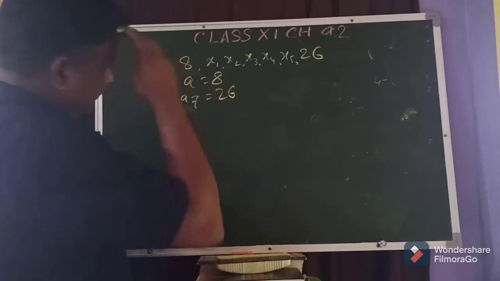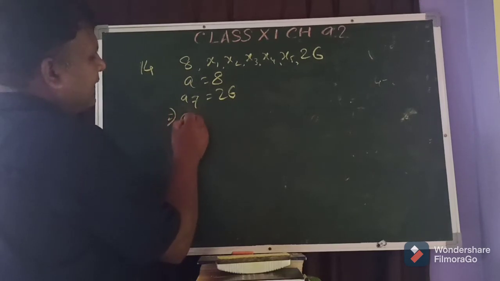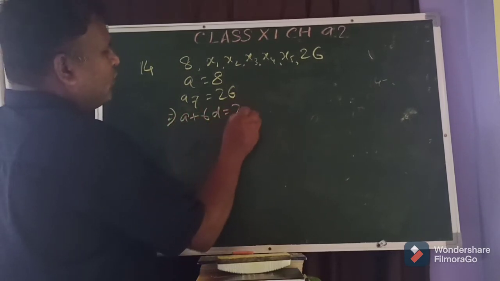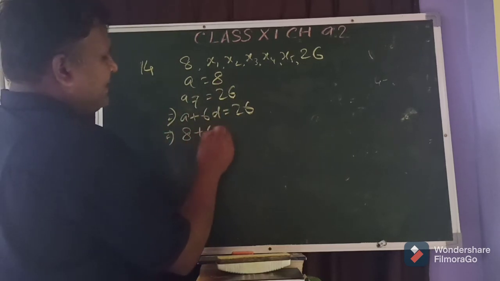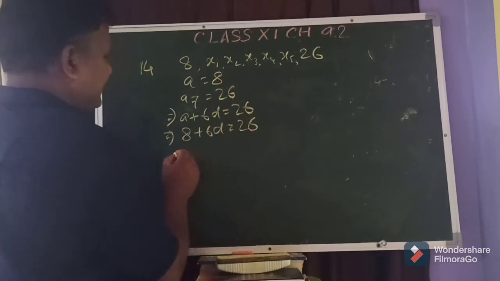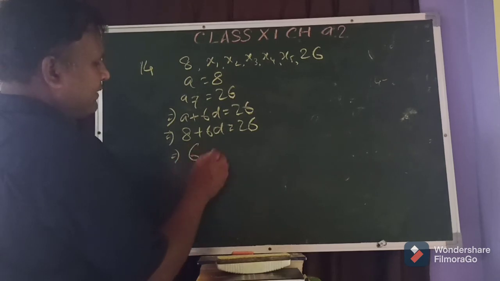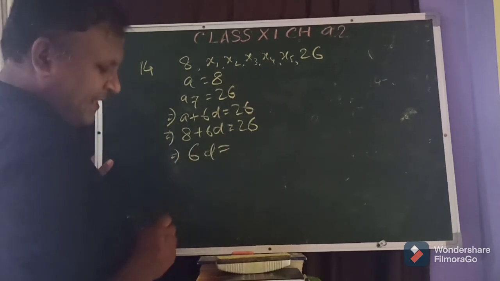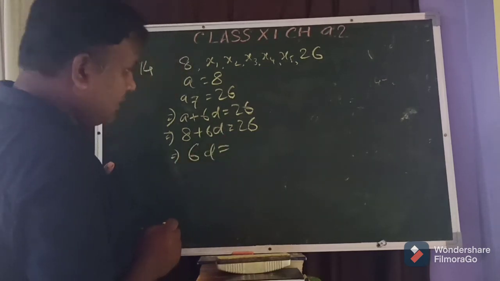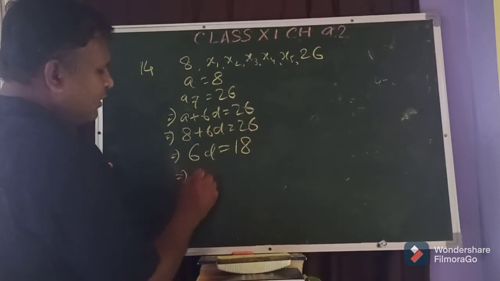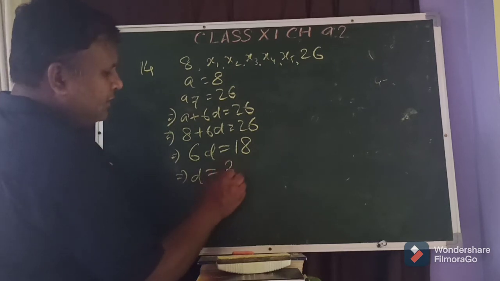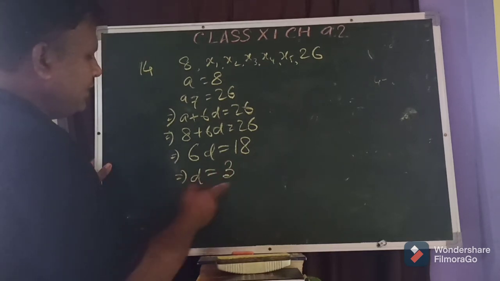So then a7 is equal to a plus 6d is equal to 26. What is the meaning of a? A means 8. 8 plus 6d is equal to 26. So 6d is equal to 26 minus 8. How much? This is 18. So d is equal to 3. Very simple answer. Good, 3.